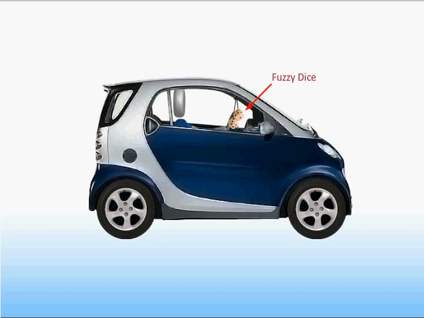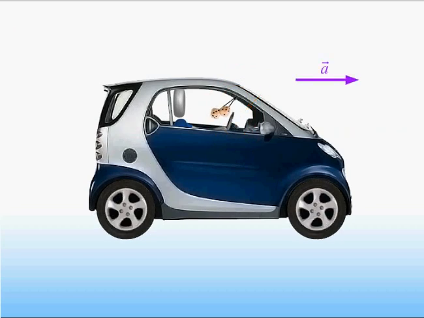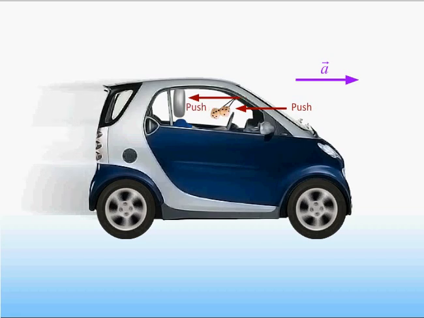Suppose you have some fuzzy dice hanging from a string tied to the rear view mirror of your car. When you step on the gas and accelerate forward, you see the dice swing backward, just as if something was pushing them toward the back of the car. Indeed, you will feel yourself being pushed back into your seat in exactly the same way. Of course, no one is actually pushing the dice backward, nor is there anything actually pushing you back into the seat either. It just seems that way because you are accelerating.